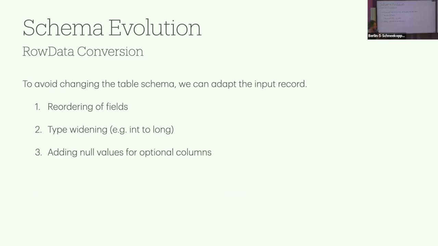So the conversion part I mentioned, we support these operations. We can reorder fields. We can do type widening. For example, if I receive some data which has int, I can widen that to long, but I don't want to change the table schema from long to int, because that would obviously cause some data loss. And I mentioned the null values for optional columns.